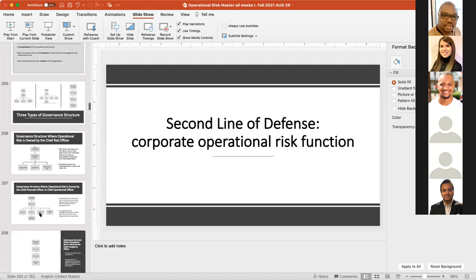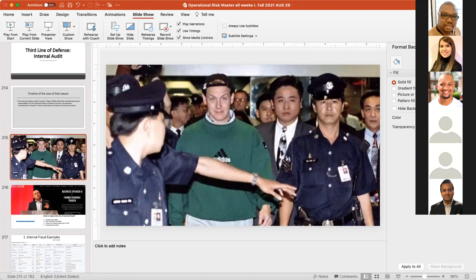And here he is, the man, the legend himself. That's Nick being taken away by the law enforcement officials in Singapore, where they extradited him back to the UK. He looks proud. Huh? He looks like he's proud of what he has done.